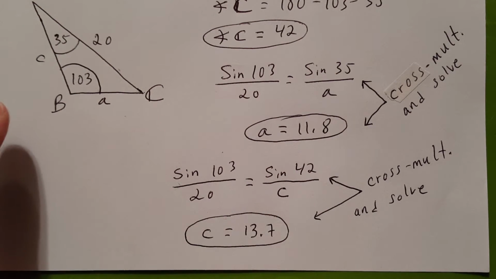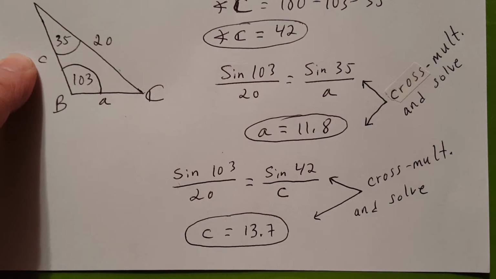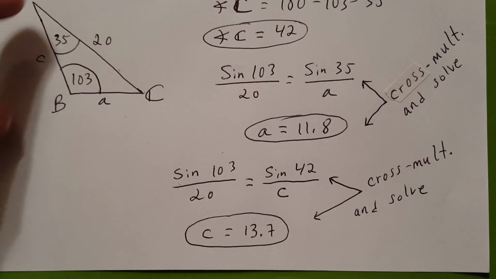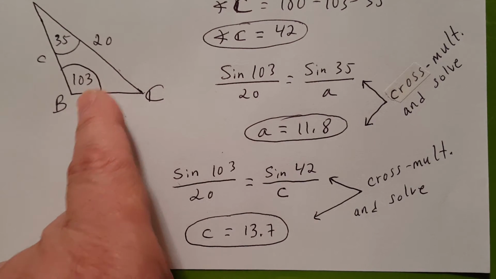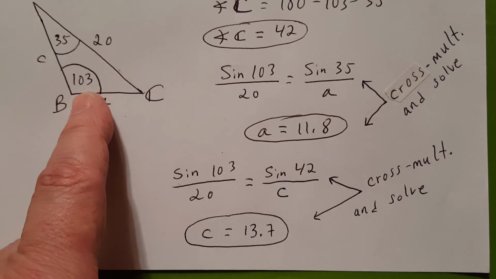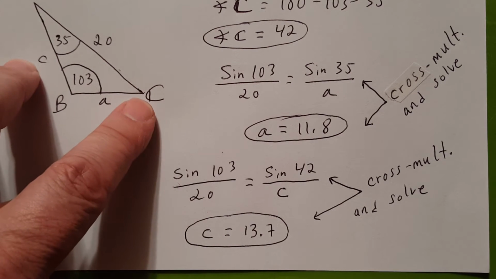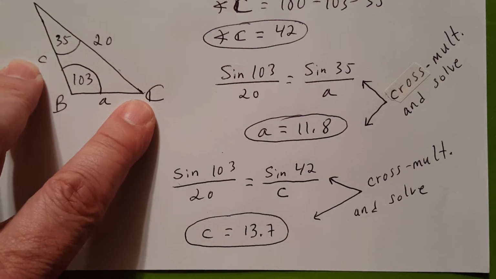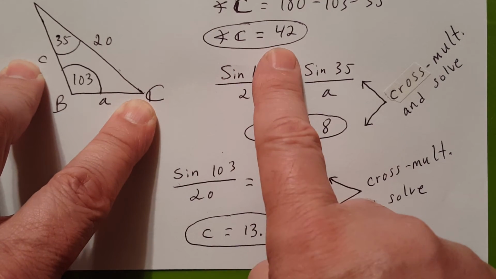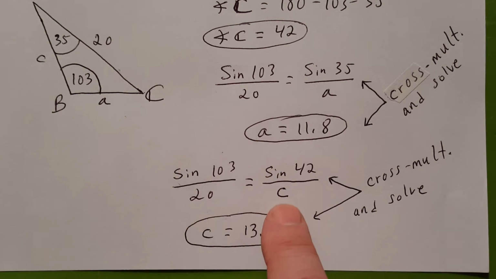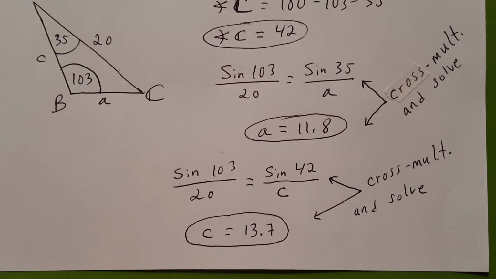Now to get the other missing side, c, we do the same thing all over again, but this time we use C in it. So let's use angle B and side b again. Sine 103 over 20, that's this. And now I need to use C. Sine C over little c. Well, we just did C up here. It's 42. So I write down sine 42 over unknown c. And there you go. Very simple again. It's a proportion. Cross multiply, and you get c equals 13.7.